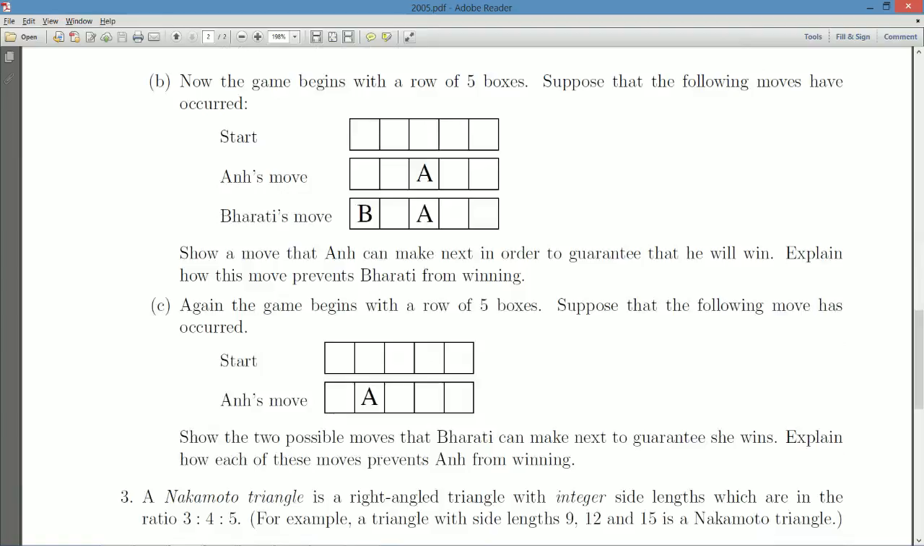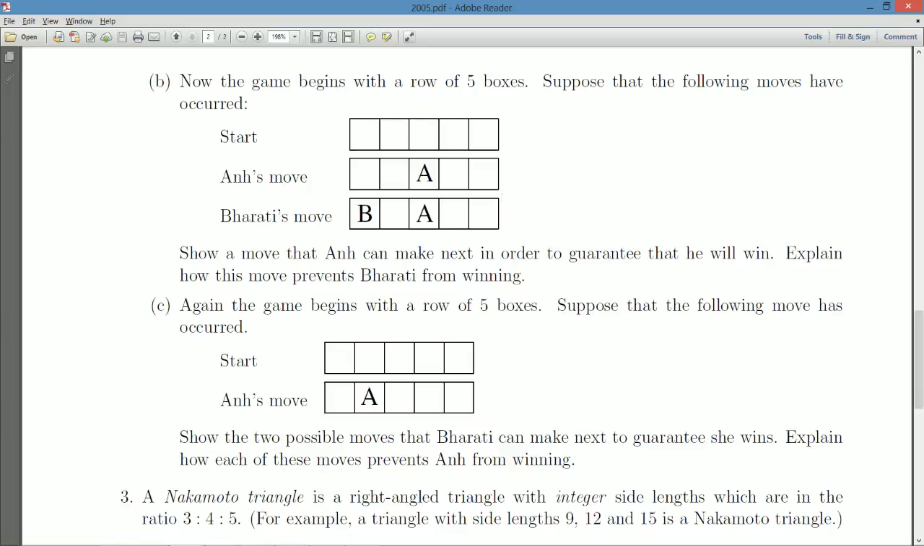Alright. Now the game begins with a row of 5 boxes. Suppose that the following moves have occurred. So we have the start and everything's empty. And On places an A in the middle. I'm guessing the middle might be a very good strategy, just thinking out loud here. And the B, for Bharati's move, goes over here on the very left. One might also note that with the A in the middle, B going over here is no different than B going over here. There's certainly a symmetry to this row of boxes.